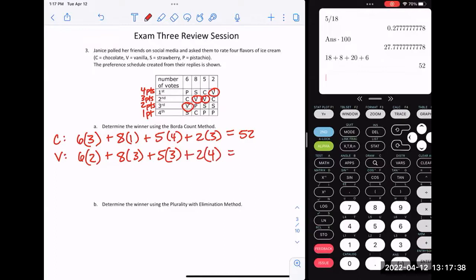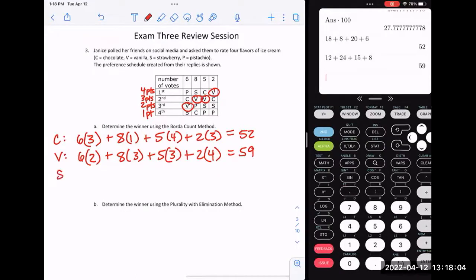You'll notice the way that I'm writing this, I'm being very intentional here, and I'm making sure that I line things up and write them in the same order each time. And you'll see when I'm done, that makes it a little bit easier to check. So if I add all this up, this is going to be 12 plus 24 plus 15 plus 8. So I'm getting 59 points for vanilla.